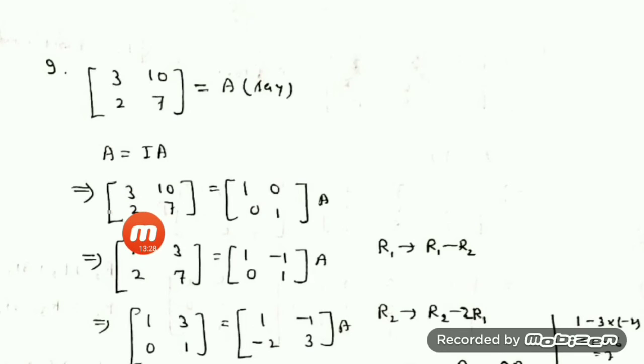So R1 is replaced by what? R1 minus R2. This is done. R1 minus R2, directly subtract. 3 minus 2 is 1, 10 minus 7 is 3, 1 minus 0 is 1, 0 minus minus 1 is 1. Keep this as it is.